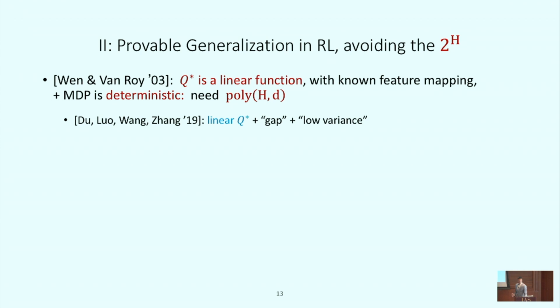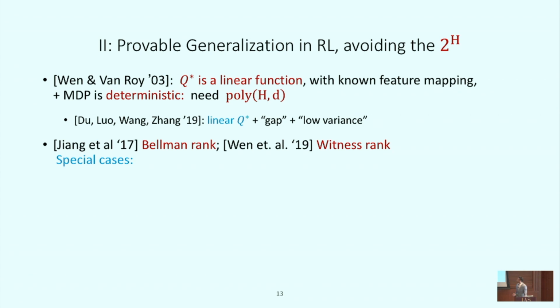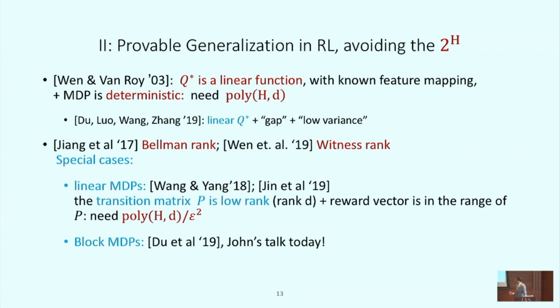And recently, there's a weakening of those assumptions. But this is one special case. Perhaps some of the most general conditions are these ideas of Bellman rank and witness rank from some of the MSR folks. And that includes some special cases which we've heard about here. We heard about the linear MDPs, which is a special case of this Bellman rank. So Mengdi gave a very nice talk about an efficient algorithm for dealing with linear MDPs, which is really a setting where our transition matrix is low rank, and the rewards live in the range of this matrix. So this is basically the setting Mengdi was working in. And you can get a polynomial sample complexity.